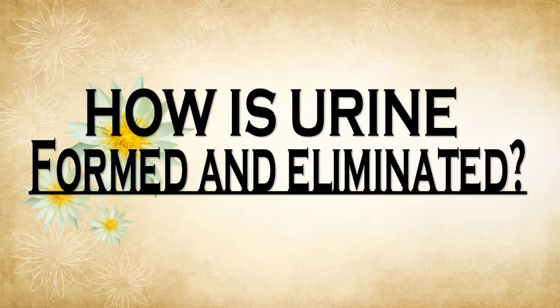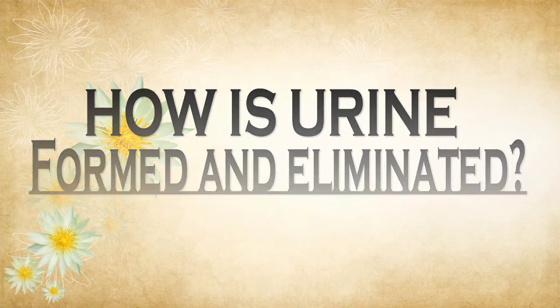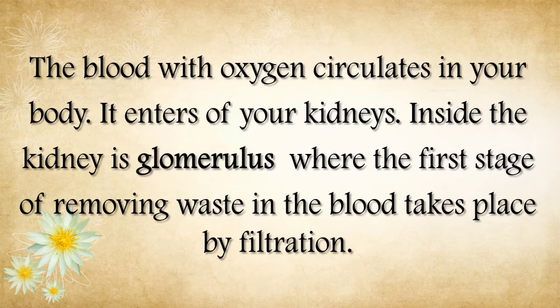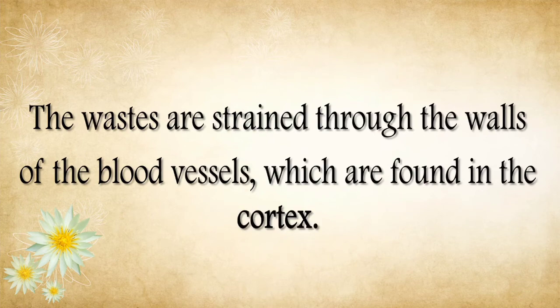Next, how is urine formed and eliminated? First, the blood with oxygen circulates in your body. It enters your kidney. Inside the kidney is the glomerulus, where the first stage of removing waste in the blood takes place by filtration. Next, the waste is strained through the walls of the blood vessels, which are found in the cortex.